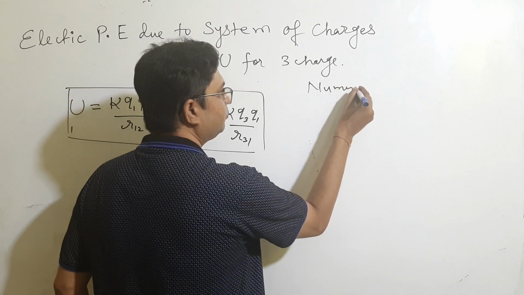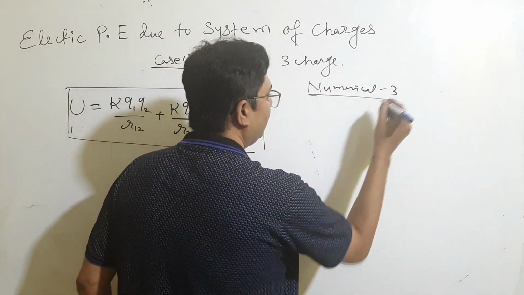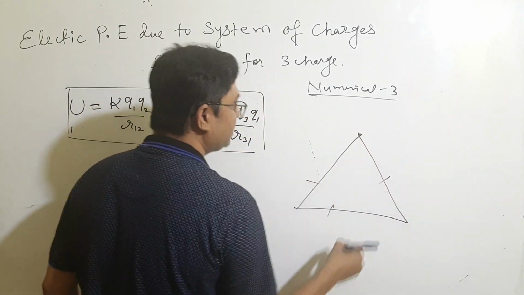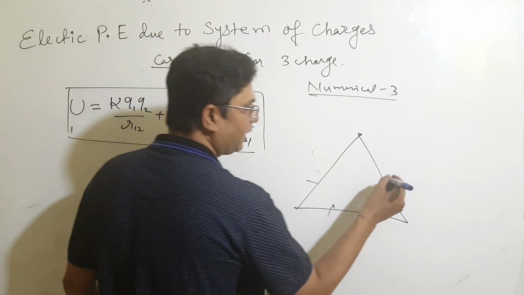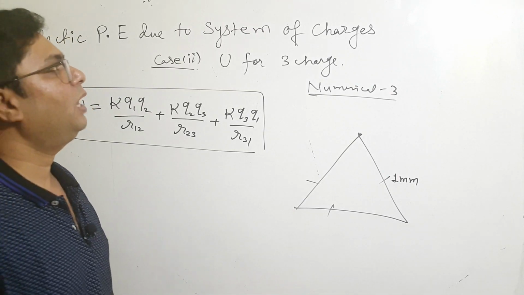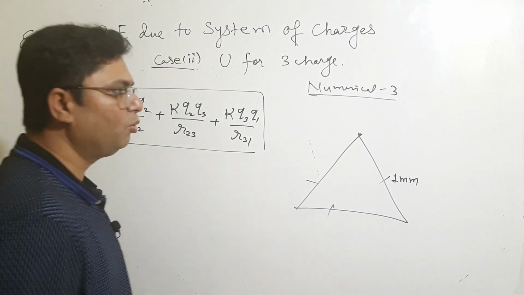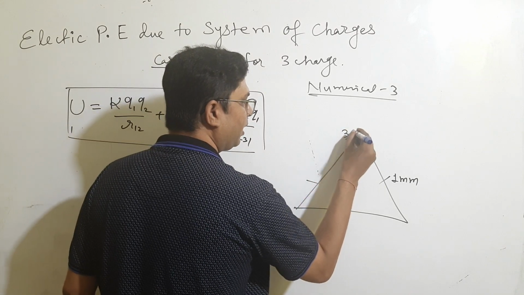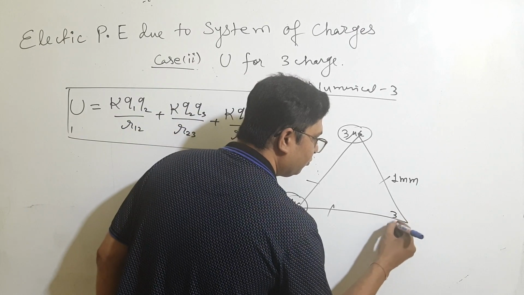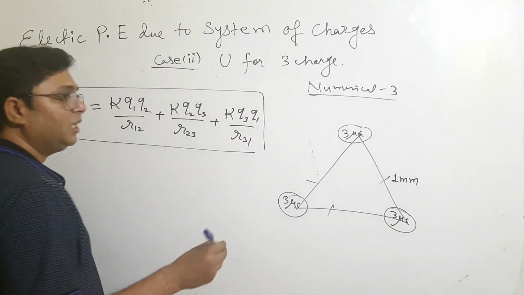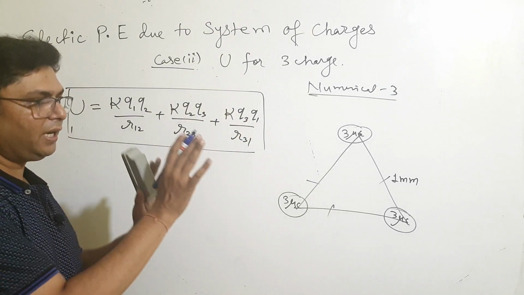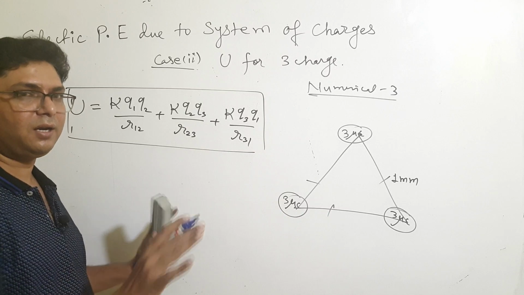Numerical number third. Here I am taking an equilateral triangle. All the distances are the same. Let the side of the equilateral triangle be 1 millimeter. And on the vertices, put equal charges of 3 microcoulomb each. Then the question is, what will be the potential energy in bringing these three charges from infinity to the vertices of an equilateral triangle?